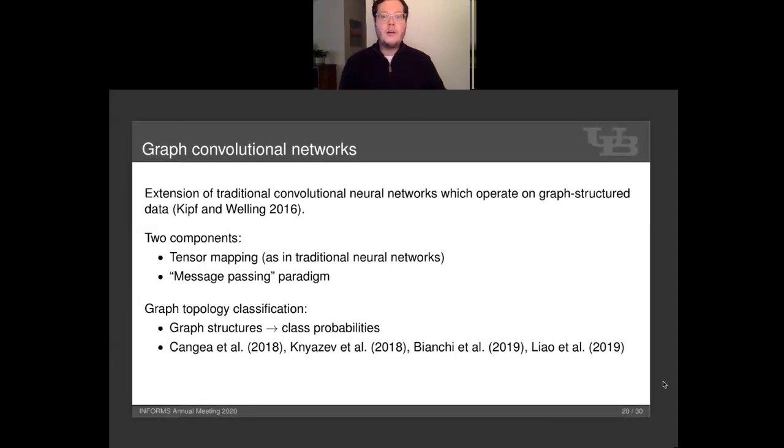And the task of taking input graph structures and outputting class probabilities, or in this case, problem type probabilities, is referred to as graph topology classification. And this task is well documented in the literature with GCNs.